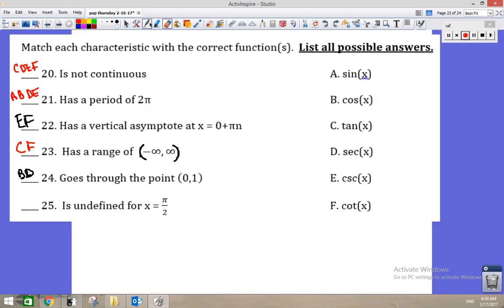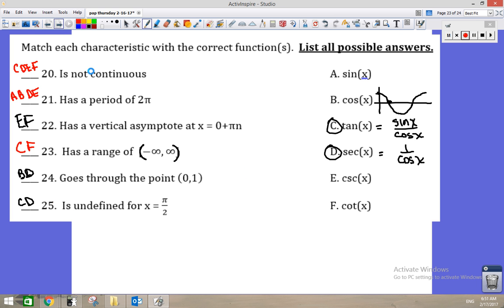All right, so undefined at pi over 2. Well, let's look at cosine again, because at pi over 2, cosine has an x-intercept. So anytime that cosine is in a denominator, you're going to have a 0 in the denominator at pi over 2. So tangent is sine over cosine, so it's going to be undefined. It's going to have a vertical asymptote at pi over 2. And the secant, since it's 1 over cosine, it's going to. And the others are not. Cosine's not in the denominator. So C and D is that answer.